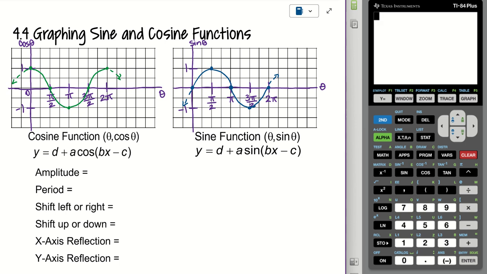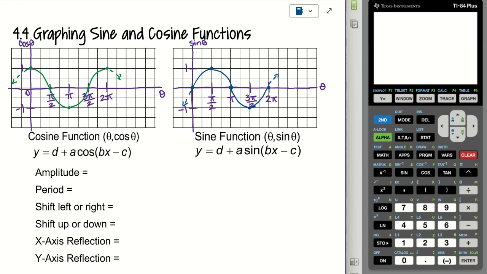Notice the equations that we have down below. Yesterday, we just graphed sine x and cosine x. That was just the basic parent function. Today, we're going to see how all these different numbers, a, b, and c, can transform the sine and cosine functions. So let's talk about all these different things within this equation.